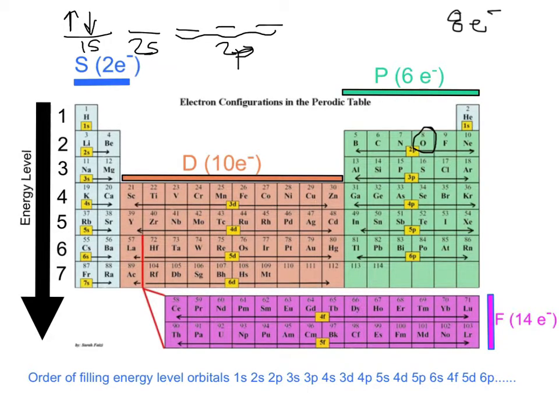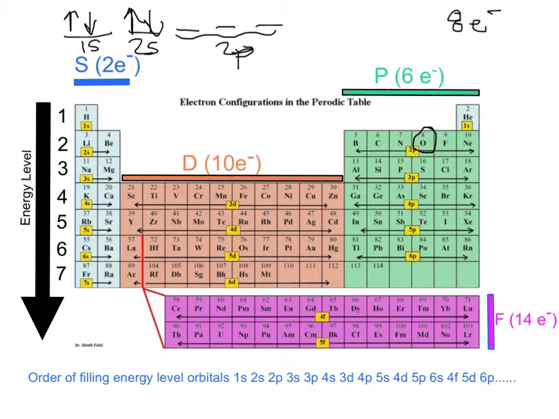Our next step is, once we fill the 1s, we go right to the 2s, which is right here. So we fill these first, and we put one up and one down. All right, so now we're done filling that sub-level of the second energy level, and we move over to the p orbitals of that energy level. So there's 1, 2, 3, 4 electrons in the 3 orbitals of the 2p.